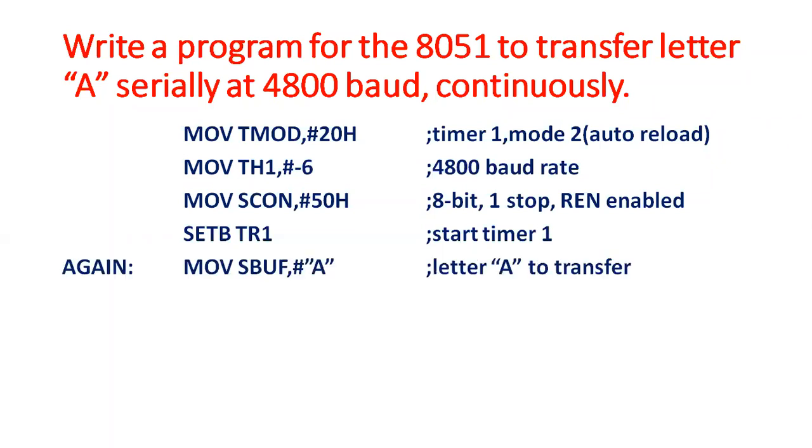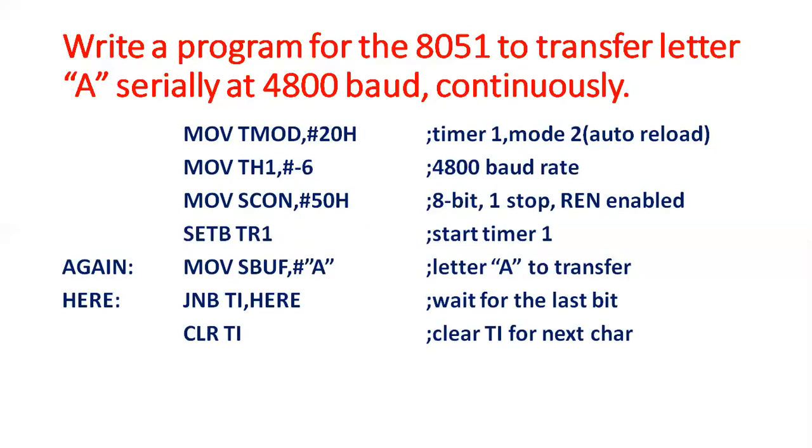What is the next step? The data you are going to transmit should be moved to the SBUF register. Here I'm going to transmit the data A, so that data A is moved to the SBUF register. What is the next step? JNB TI. What is the TI? Transmission interrupt bit. This will wait until the data is transmitted. Once the data is transmitted, this bit will be set as a 1.